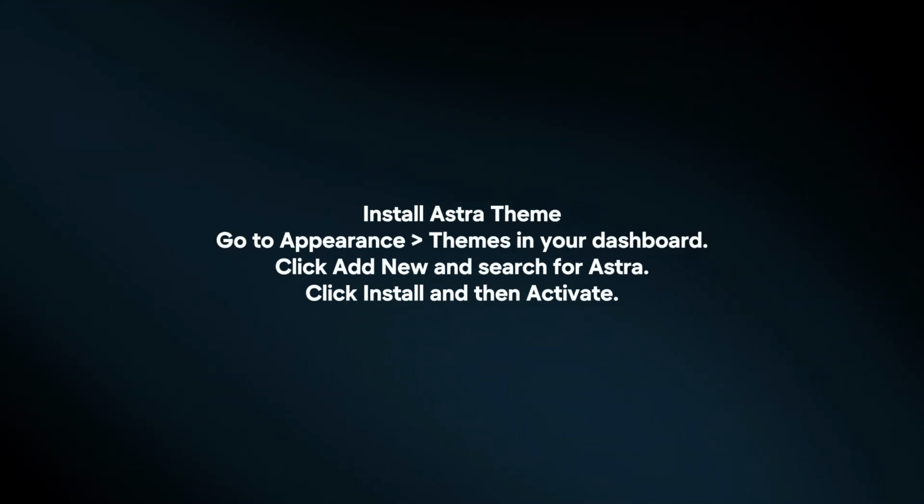Install Astra theme. Go to Appearance, Themes in your dashboard. Click Add New and search for Astra. Click Install and then Activate.